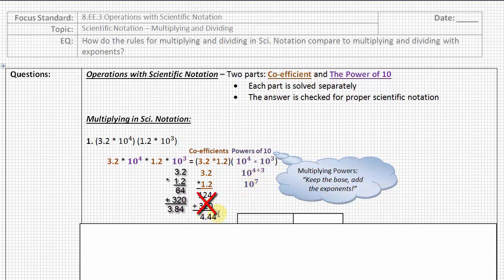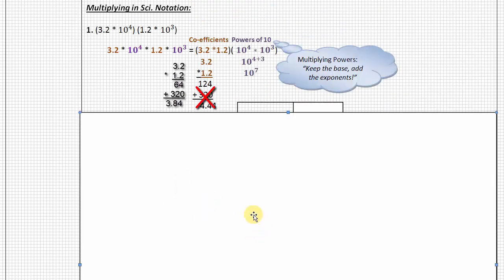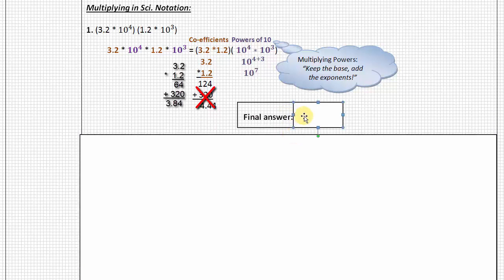Now we just need to put this all back together. So our final answer is going to be 3.84 times 10 to the 7th. So this was our original problem. We solved it by multiplying the coefficients to get 3.84. And our powers of 10, we multiplied those together following laws of exponents for multiplying powers, and then wrote it all back out in scientific notation.